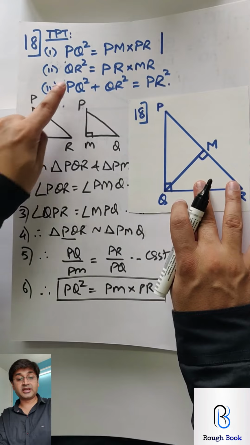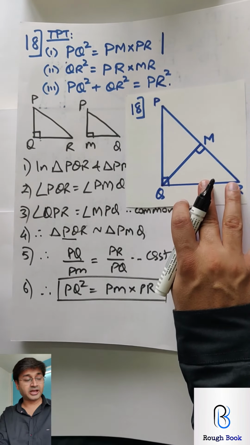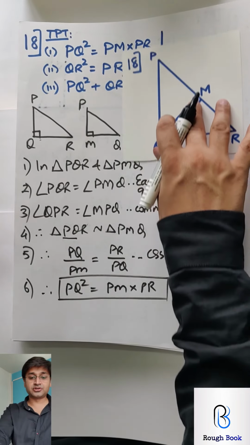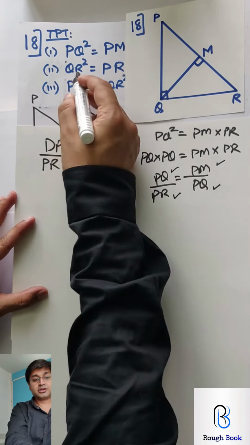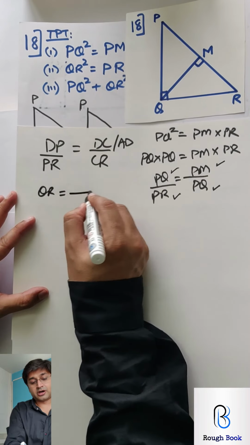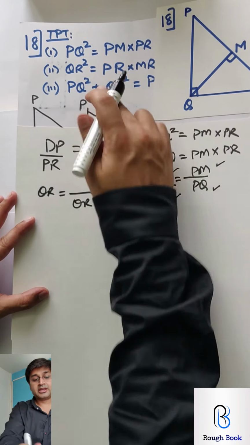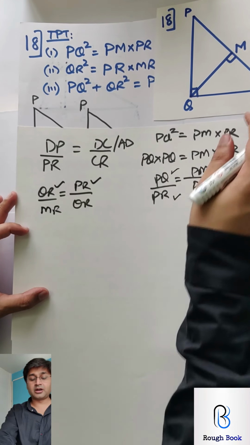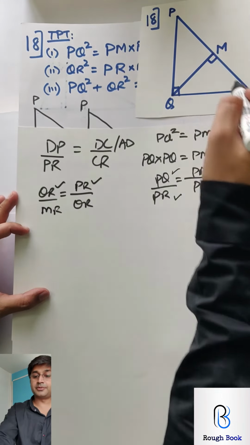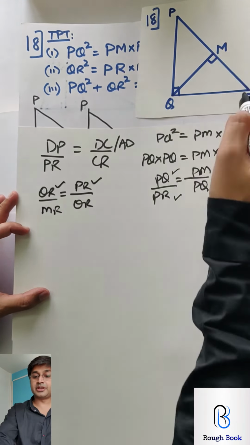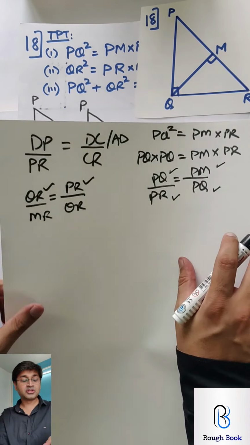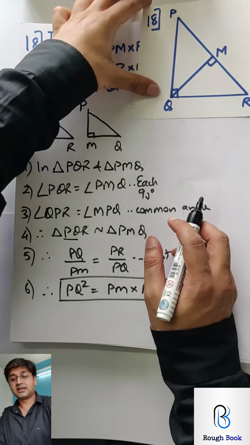Got it? Now for the second part, QR². Same technique. Go with the rough sheet. Split this, identify the two triangles first. So here on the rough sheet, QR, I'm keeping one QR over here, sending one QR down. Keeping PR over here and sending MR down. So QR and PR is the big triangle. MR and QR is the small triangle over here. So this bottom triangle and the big triangle is what we need to work at. So we identified the two triangles successfully.